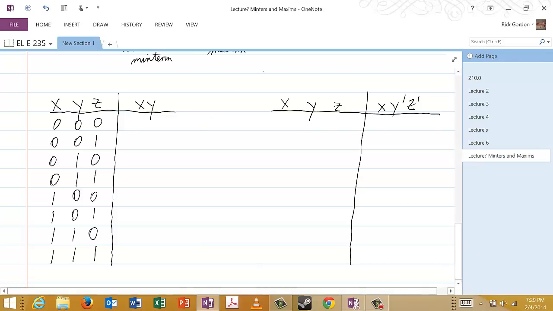Now, if we evaluate x, y for each one of those possibilities, we can very quickly fill in the first 4 rows, because in each of the first 4 rows, x is equal to 0, and 0 anded with anything is 0. So we know for sure that x, y is equal to 0 in the first 4 rows. Similarly, x, y is equal to 0 in the next 2 rows as well, because in those 2 rows, y is 0. And again, 0 anded with anything is 0. But in the last 2 rows, x and y are both equal to 1, and 1 anded with 1 is 1. So for the last 2 rows, x, y is equal to 1. And so this would be the truth table for the term x, y. Now let's find the truth table for the term x, y prime, z prime.